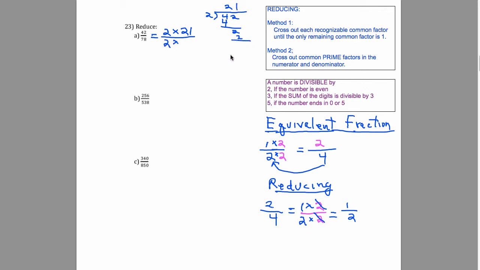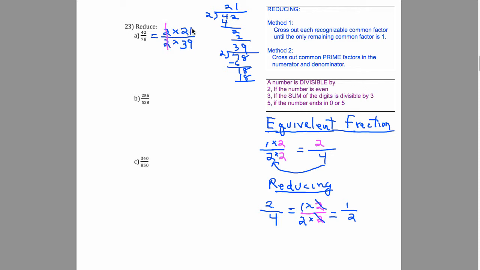Same thing for 78. 2 into 78 is going to go 39. 2 into 7 is 3. 3 times 2 is 6. 18. 9 times 2 is 18. So we see 39. So the 2's cross out.